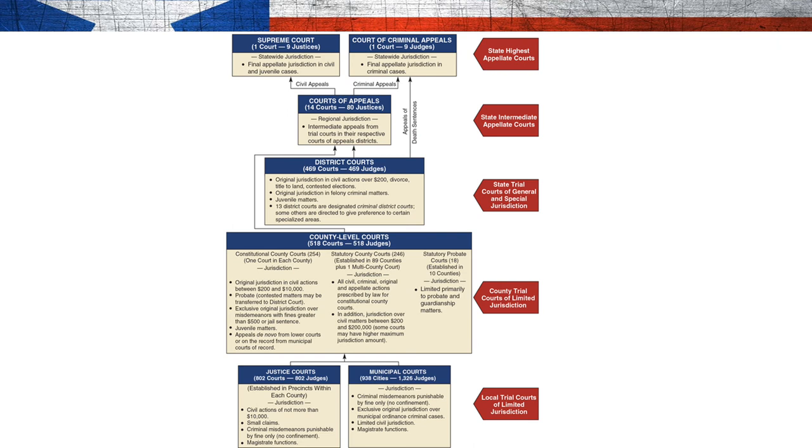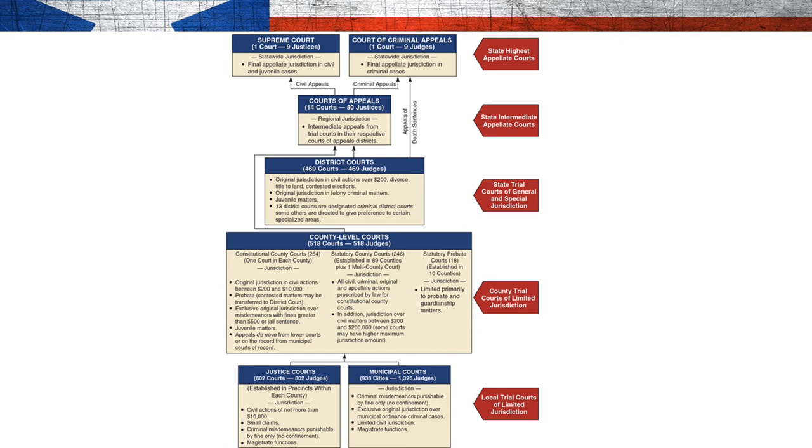And then a district court, again, a case can be filed for the very first time in a district court. There are 469 of those with 469 judges. The amount has to be something over $200, but also could be a divorce, a probate issue, a title issue, like title to land, title to a piece of equipment, could be a contested election case, felony criminal cases, juvenile cases. All these things can be filed in the district court as the first place that the case is heard.